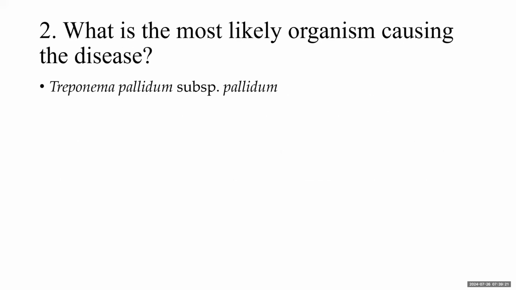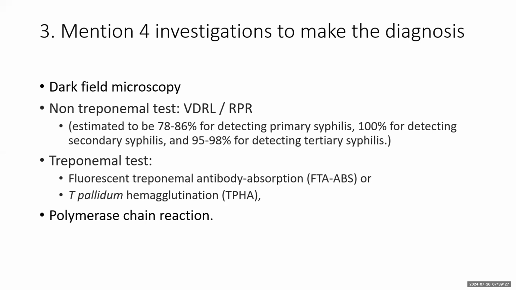So what is the most likely organism causing the disease? I think it's Treponema pallidum, subspecies pallidum. For investigations to make the diagnosis, I can do a dark field microscopy to view the organism. Then the non-treponemal tests, which are the VDRL and then the RPR reagent test.